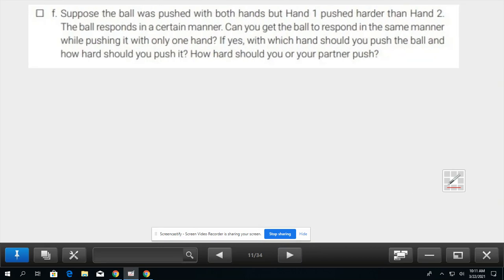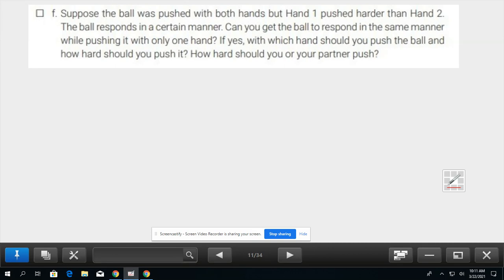Suppose the ball was pushed with both hands, but hand 1 pushed harder than hand 2. The ball responds a certain manner. Can you get the ball to respond in the same manner while pushing it with only one hand? If yes, which hand should you push the ball, and how hard should you push it? How hard should your partner push it?